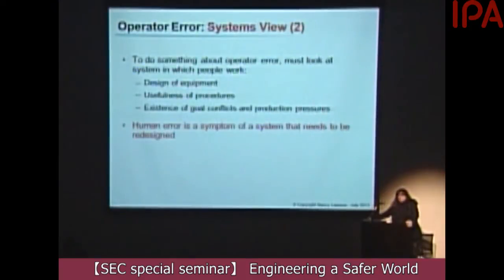In order to do something about operator error in this new systems view, we have to look at the system in which people work, the design of the equipment, the usefulness of the procedures we give them, the existence of goal conflicts and production pressures, pressures toward more productivity. Human error is a symptom of a system that needs to be redesigned. It is not a cause in itself.